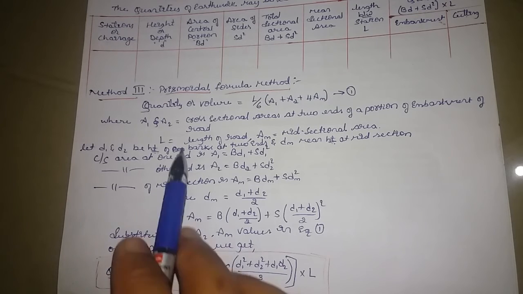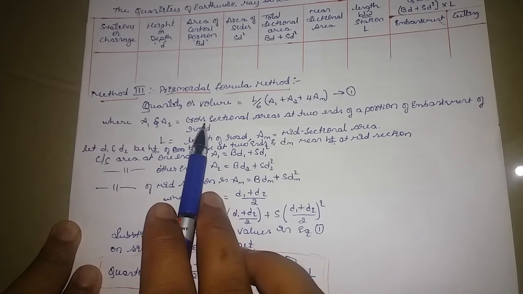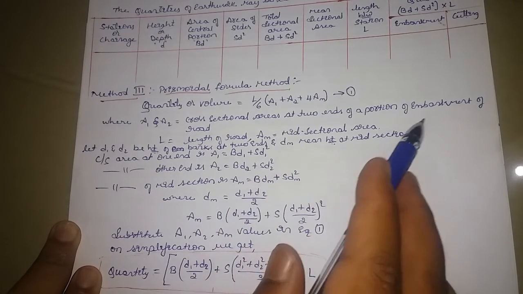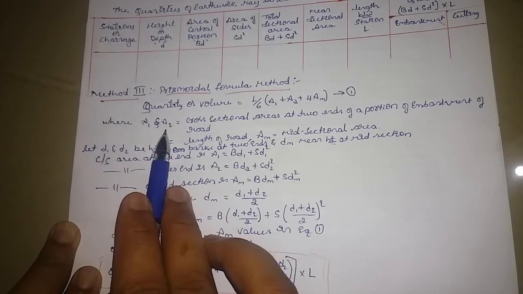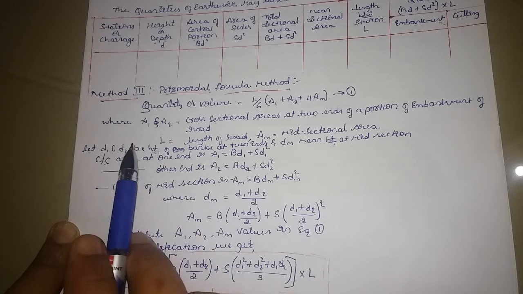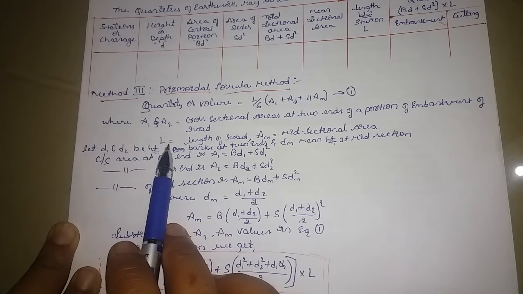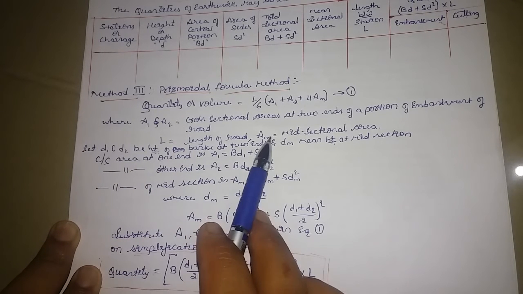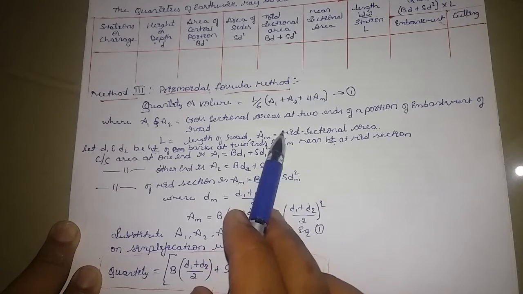So now what are A1 and A2? A1 and A2 are the cross sectional areas at the two ends of the portion of the embankment of the road. That is A1 and A2, as I told you in method number 2. L is the length of the road, and AM is the mid sectional area.